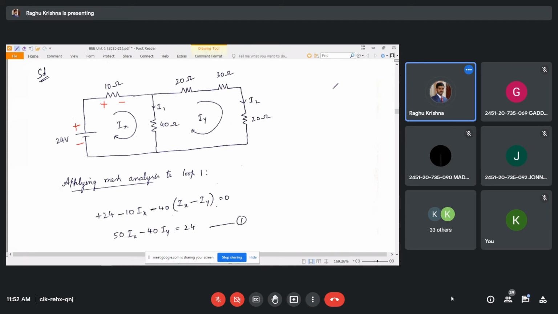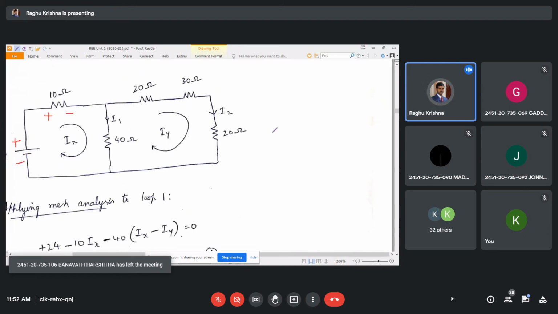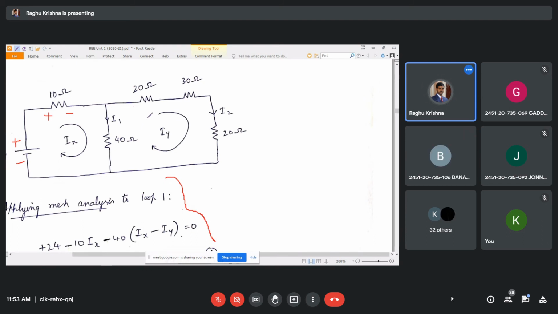So see here, for this loop I have to write the KVL equation. Let us start from which resistor you want to start writing the KVL equation. Let us start from 20. Okay, from this 20, let us start. When the current Iy flows through this resistor, there will be a voltage drop.